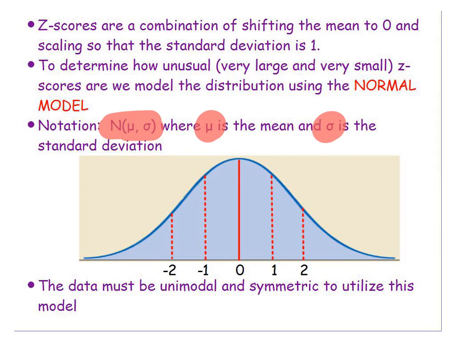Now, your data set that you are working with must be unimodal, meaning one mode, one hump, and symmetric in order to use the normal model. So if you have a data set that is not unimodal and symmetric, you cannot use the normal model.